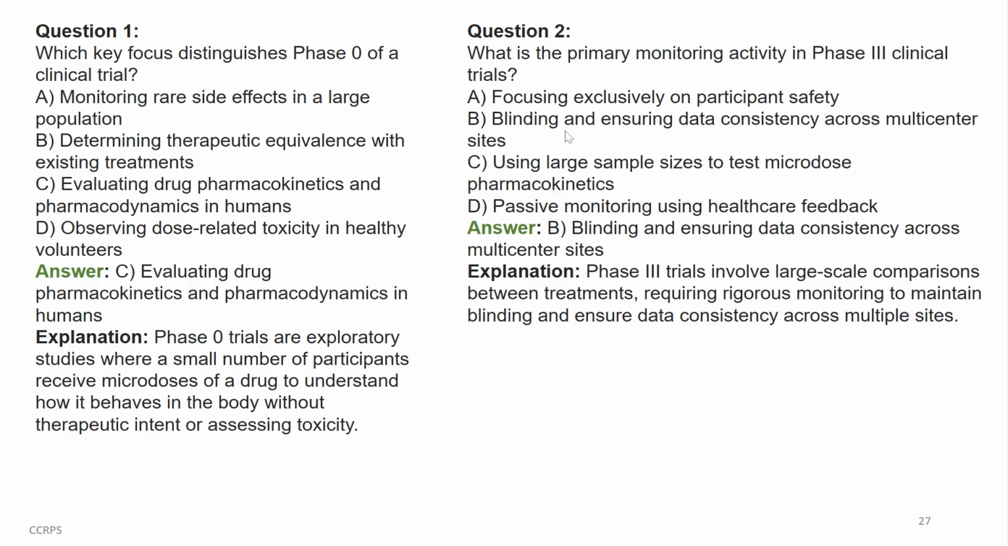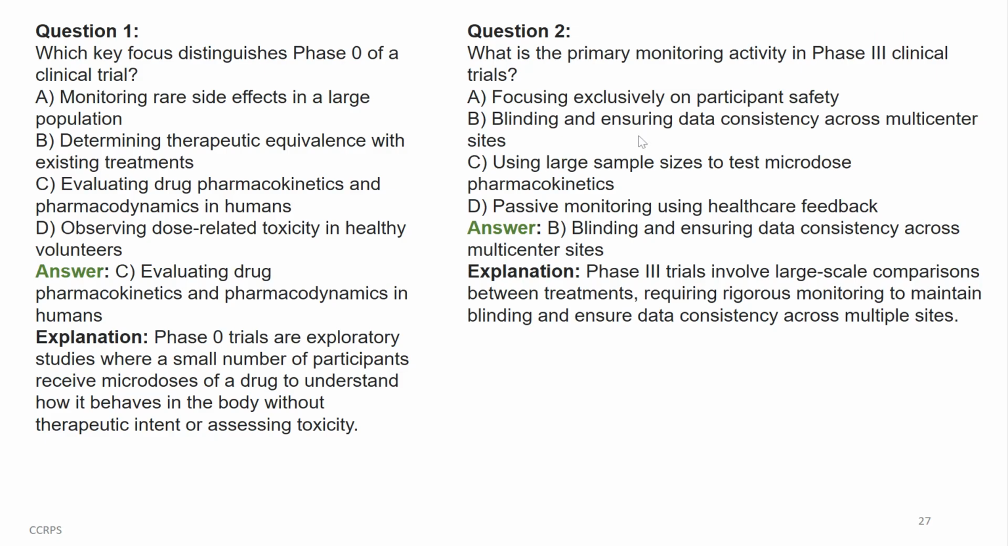Is it A, focusing exclusively on participant safety? If we remember, focusing exclusively on safety is particularly the purpose of phase 1. As for phase 0, we said preclinical studies, pharmacodynamics, pharmacokinetics through microdoses, but determining the maximum tolerable dose and safety will be phase 1.